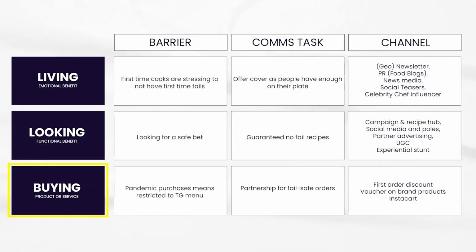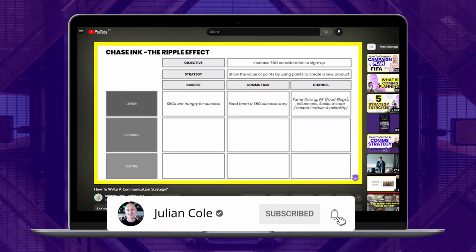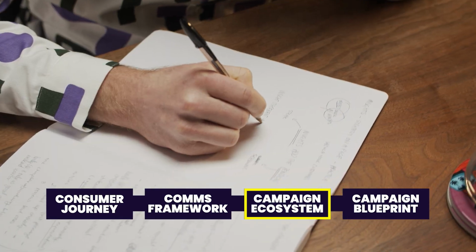Finally, in the buying stage, we see that throughout the campaign, the availability of products during the pandemic means a restricted Thanksgiving menu. Campbell's partnering with a D2C grocery app means fail-safe orders. To convert customers, they offer a discount on the first-time order to incentivize a pre-trial of the service. They further incentivize purchase with a discount on brand products over a certain order value. You can see a detailed breakdown of the comms framework process on my YouTube channel with my example for Chase Inc.